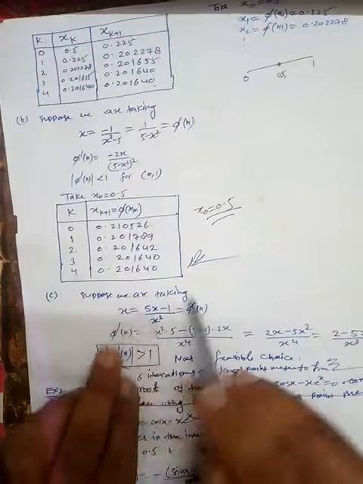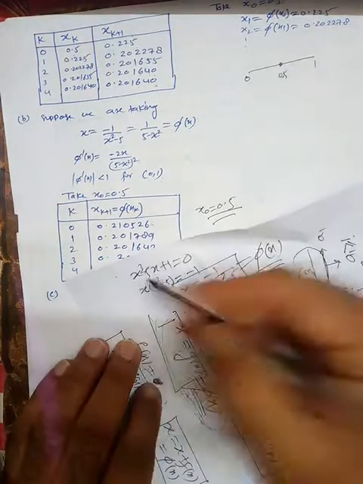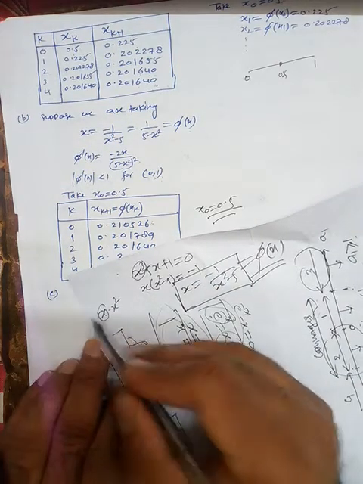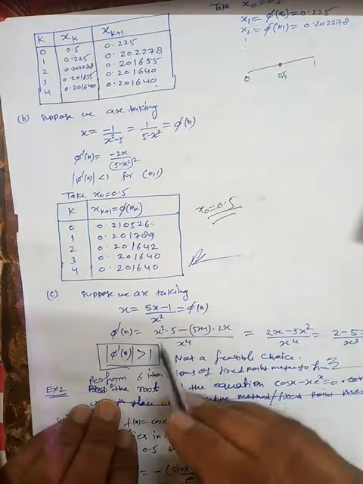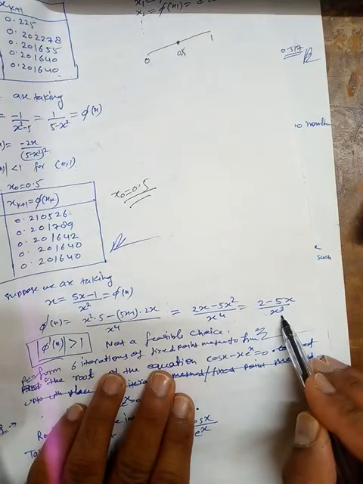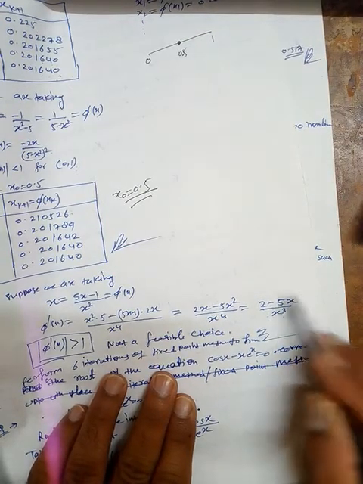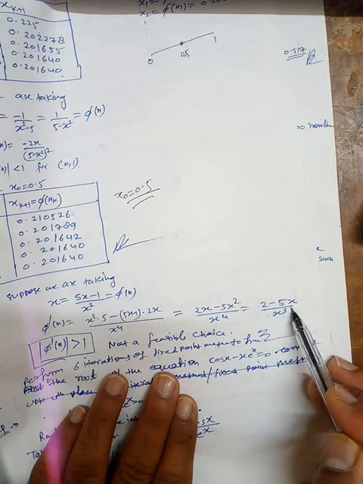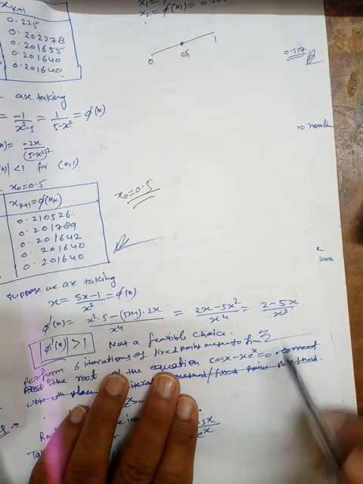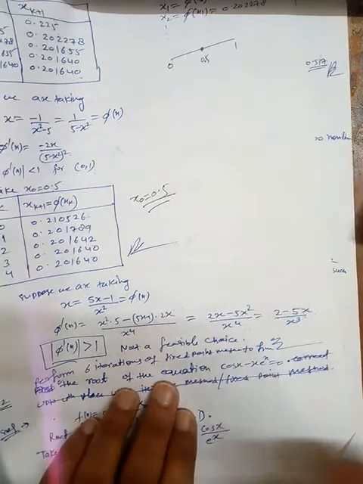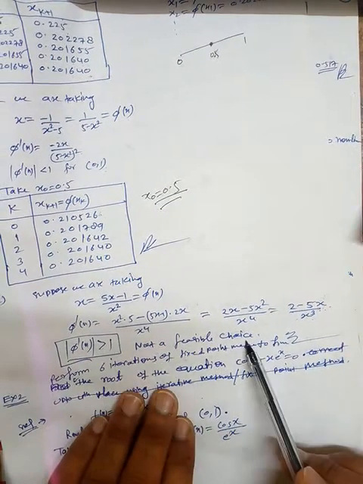Okay, now suppose we are taking another option. Just like x cube can be written as x into x square. So just take this x in the left hand side and the remaining term in the right hand side, so we get this phi of x. But when you differentiate this phi dash x, ultimately you will get 2 minus 5x by x cube. You will see numerator part. When you put x in between 0 and 1, you will see that the magnitude of this quantity is always greater than 1. That means phi dash x is greater than 1, so not a feasible choice.